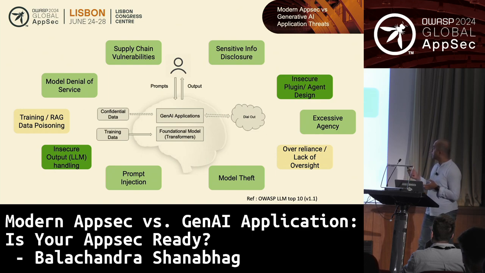So that's how I consider the threats map against modern AppSec. The darker greens are handled mostly by the current existing AppSec. The lighter greens definitely need additional attention. The yellow ones are entirely new things specific to LLMs. I'm sure there are questions, but I'm going to pause for those at the end.